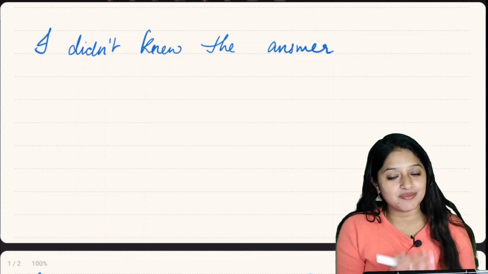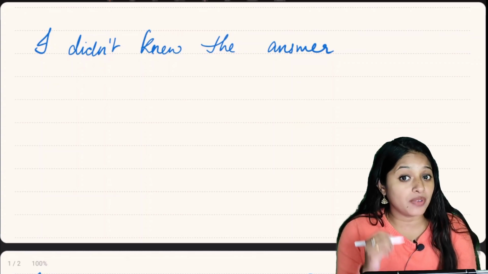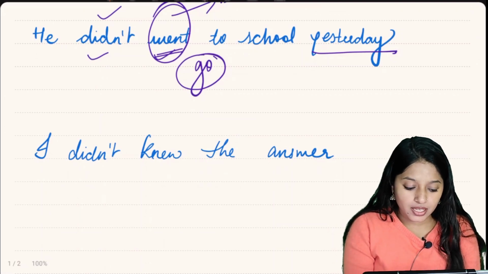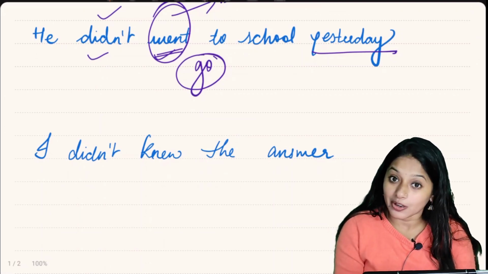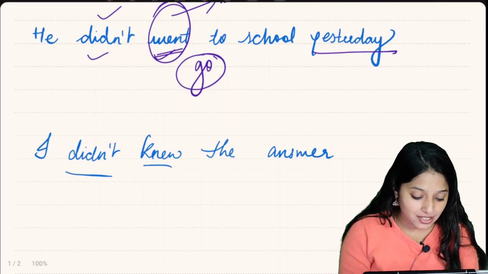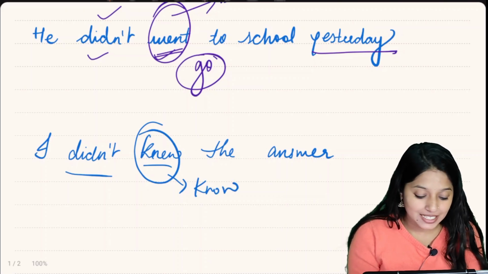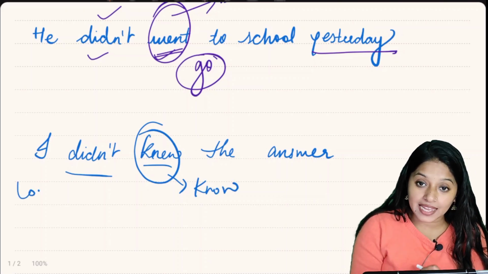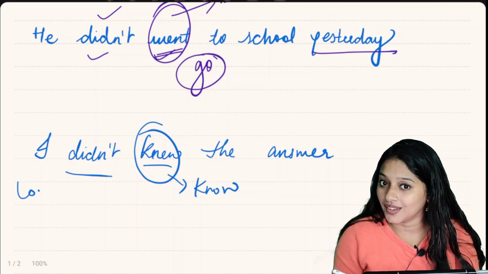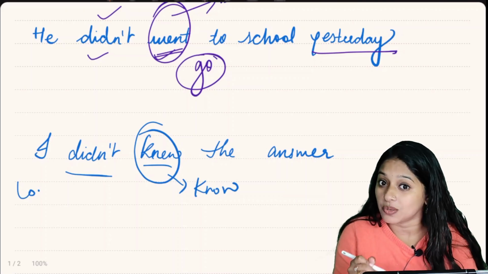Okay, now let's move on to the fourth sentence, that is, I didn't knew the answer. It's very similar to the last sentence which we have discussed, right? See, I didn't knew the answer. So what is the problem here? Again, two words which indicate past tense, right? So we have to change knew to know, right? So the correct sentence would be, I didn't know the answer. Okay, this is a very common mistake that everyone has heard or said at least once.